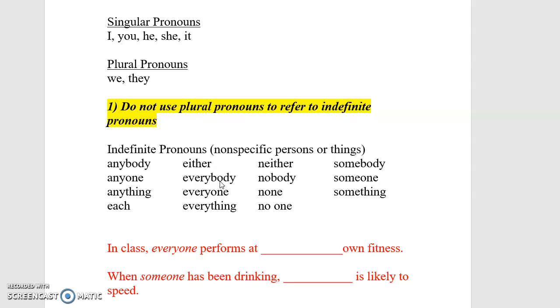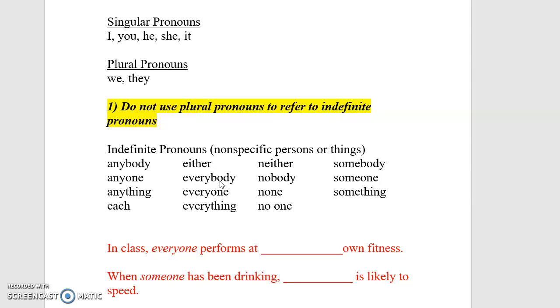So when we had the women's movement in the 70s, in the 1970s, it became offensive to just use the word his. So you wouldn't say in class everyone performs at his own fitness because we don't know the gender of everyone. So in that case you have to use his or her. It used to be that you did just use the male pronoun, but now you need to refer to both the male and female pronoun. So again, the answer is in class everyone performs at his or her own fitness.